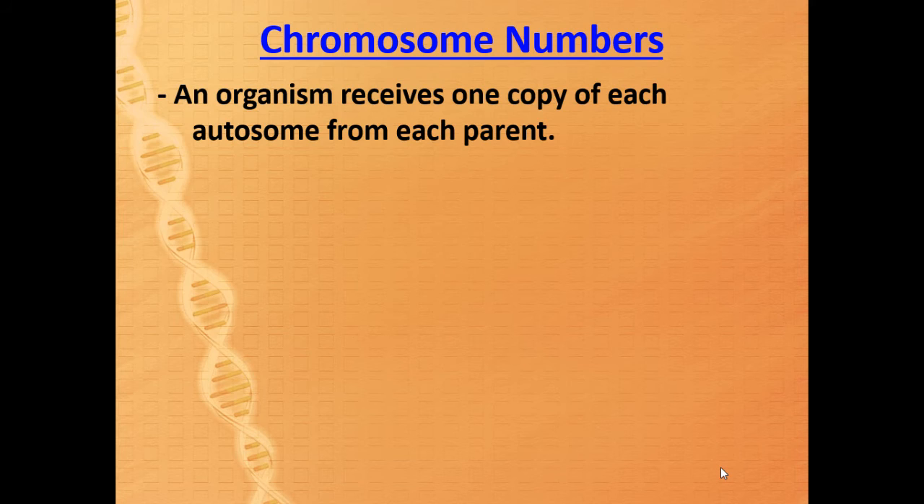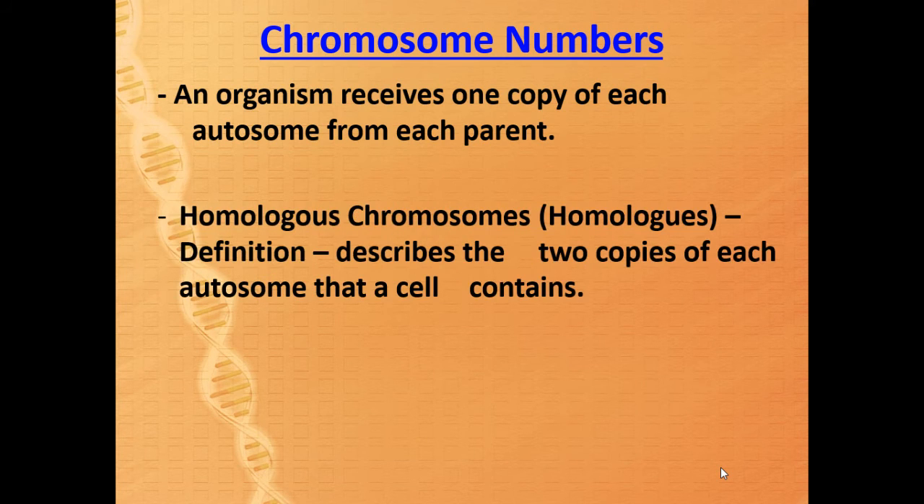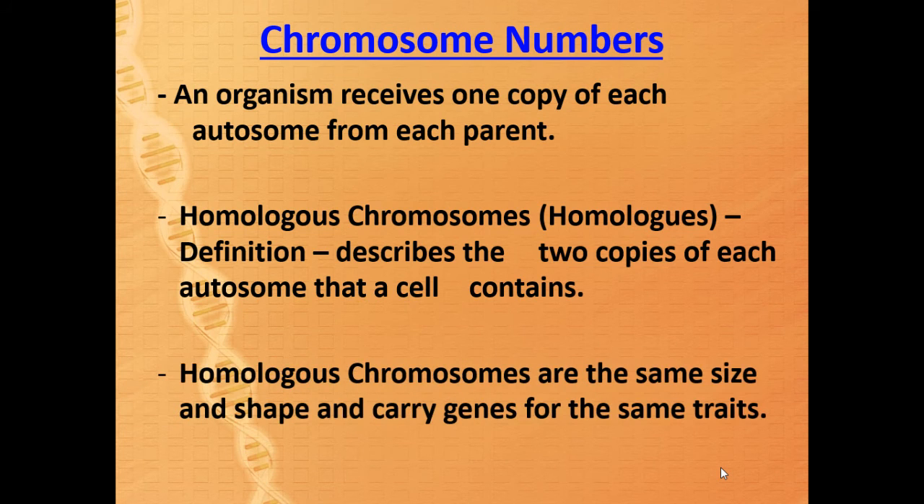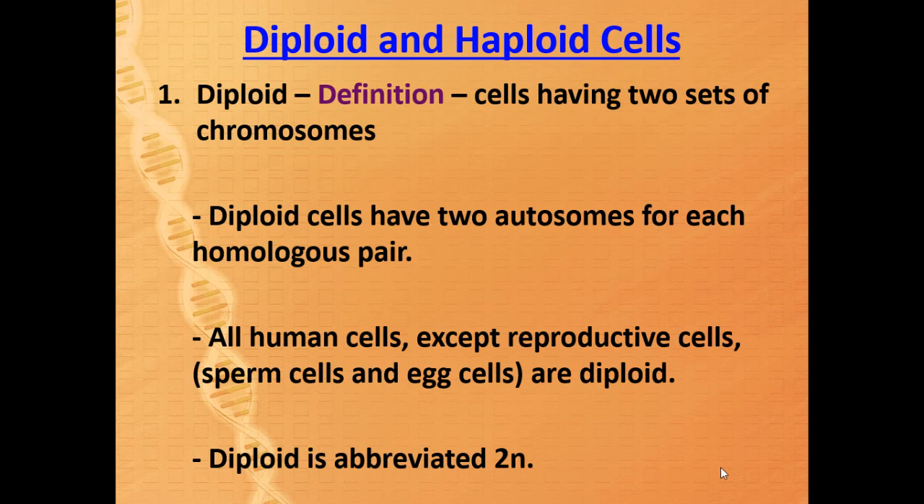An organism receives one copy of each autosome from each parent. We call them homologous chromosomes because it means that these 2 copies of each autosome that the cell contains have the same DNA on them. Not that you have the same traits, but your mom's going to give you a gene for hair color and your dad's going to give you a gene for hair color. Homologous chromosomes are the same size and shape, and they carry genes for the same traits.